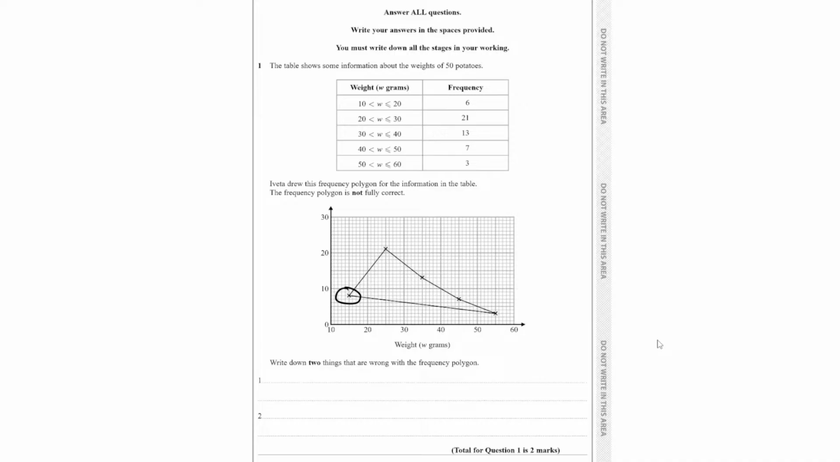I think they've put 4 different options on the mark scheme. So any of those: you shouldn't join it up, this coordinate in itself is wrong, they haven't labeled the y-axis, anything like that.